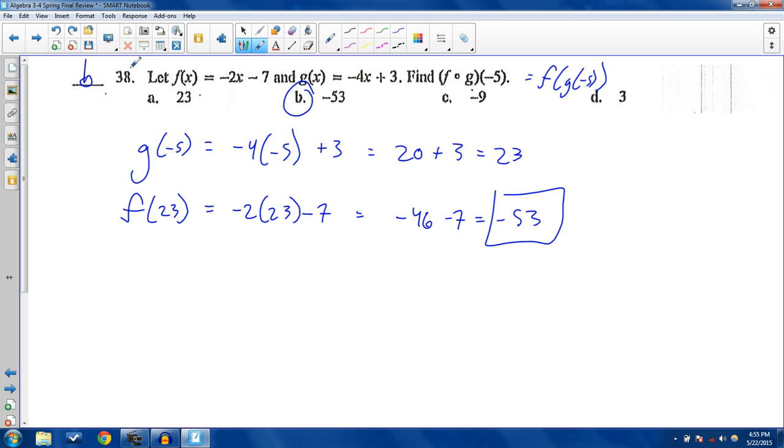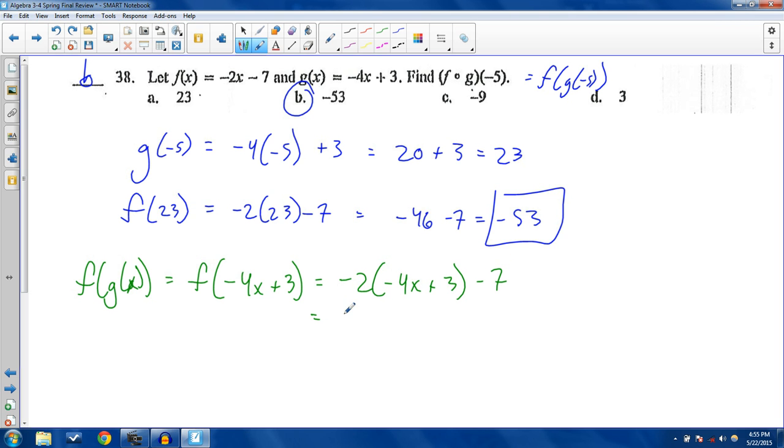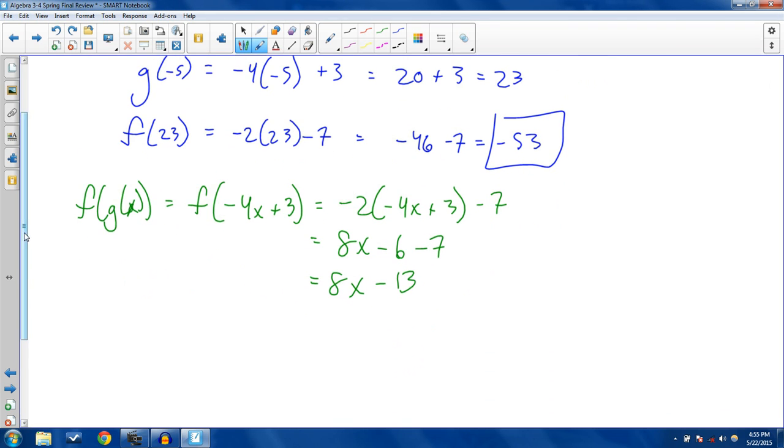Now that's one way of doing this problem. Another way, depending on whether it'd be easier or harder, though most of the time the first is the way you're going to want to do it, is to take the f of g of x first, straight up. Where you plug in g of x, you're taking f of negative 4x plus 3. So you substitute negative 4x plus 3 anywhere you see x in this equation: negative 2 times negative 4x plus 3, minus 7. That's 8x minus 6 minus 7, which is 8x minus 13.